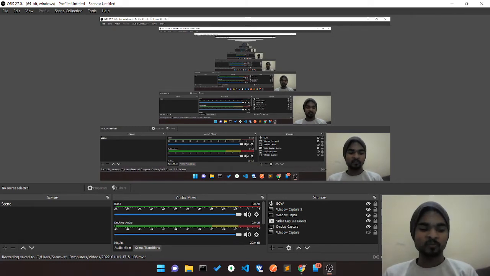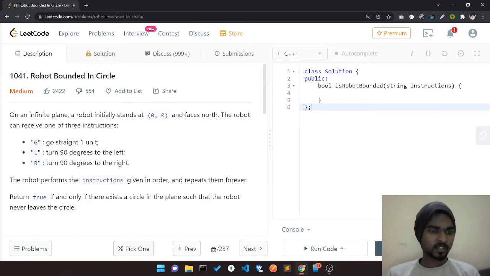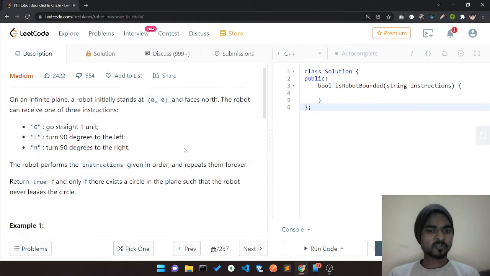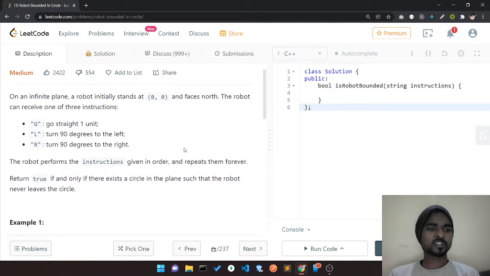Let's try to see what the question is. Today's question is Robot Bounded in Circle. It's a medium problem, and it's a likely interview question. In this you have learned a lot. So let's read out what the question actually asks.